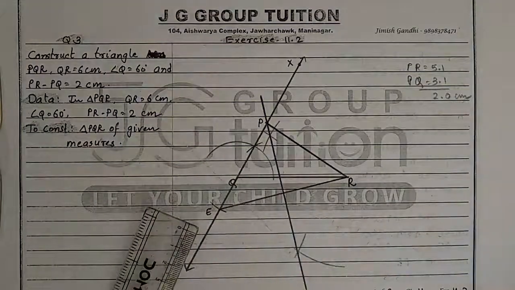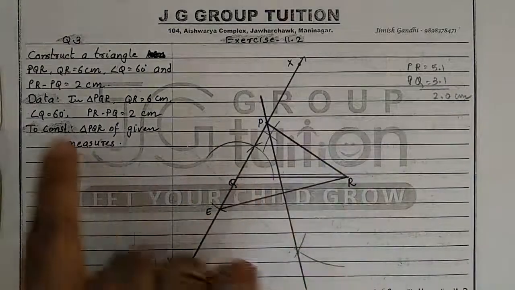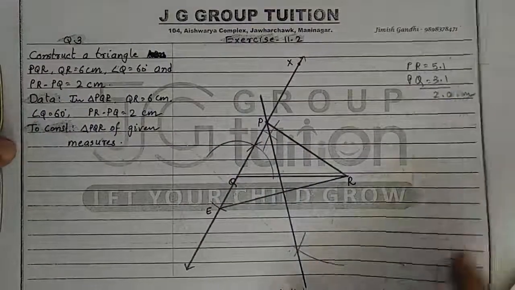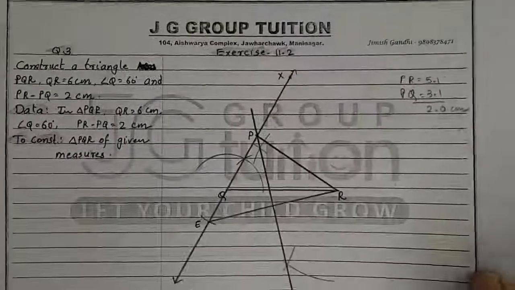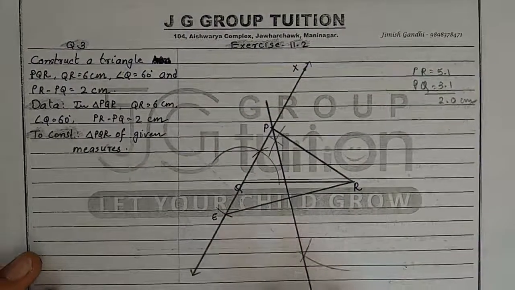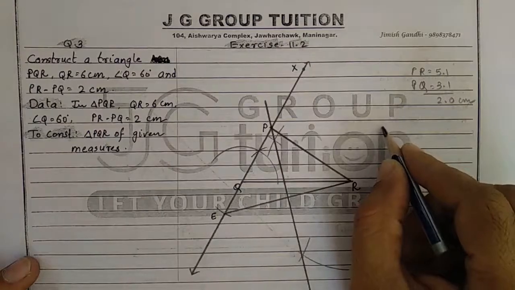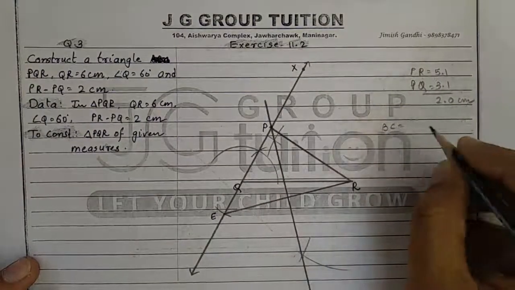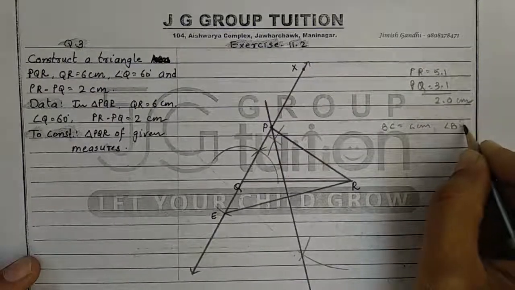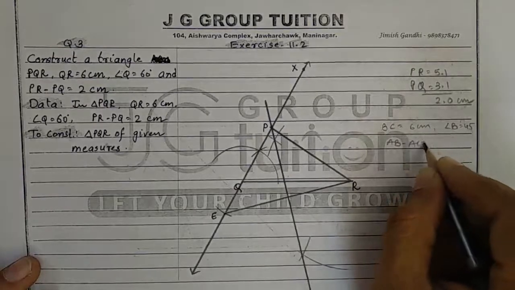Now let's come to the basic. How do we come to know whether the arc of the difference value should be drawn on the upper side or the lower side? So let us see the previous question and this question. In the previous question, if you remember, they gave the value of base BC, which is 6 centimeter, angle B as 45, and the difference AB minus AC, that is 3.5.